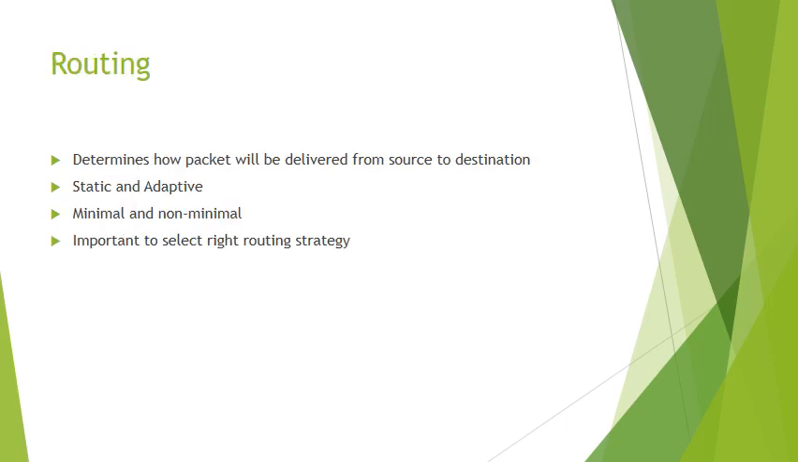Routing determines how packet will be delivered from source to destination. Which path will it follow? Routing can be differentiated as static or adaptive. In static routing, every packet from source A to destination B will follow the same path. In adaptive routing, the path is selected based on current status of network. In minimal routing, packets follow the shortest path from source to destination. In non-minimal routing, that's not the case. It is important to select the right routing strategy for the architecture to obtain optimum performance.